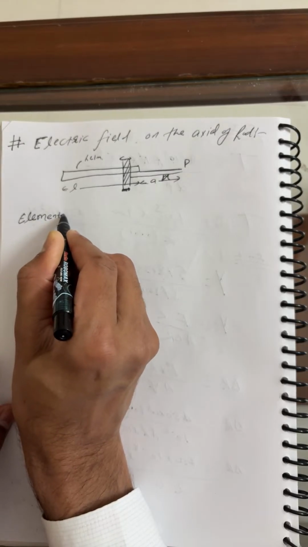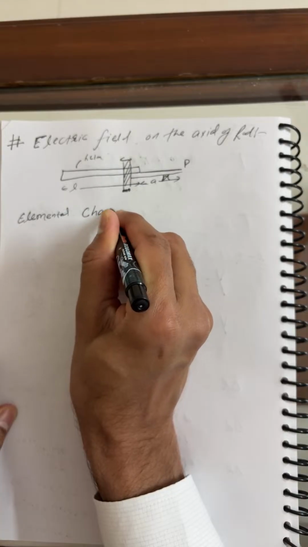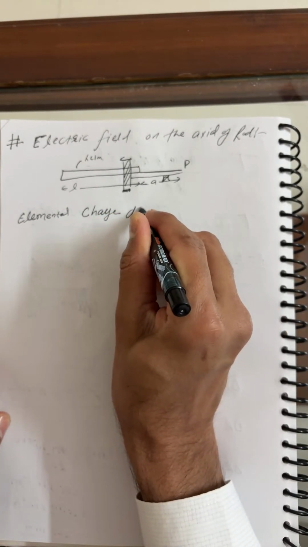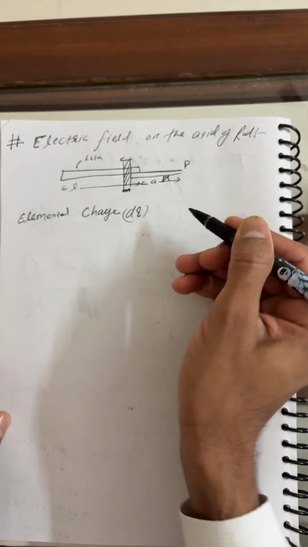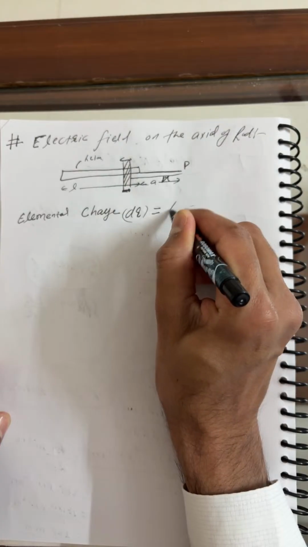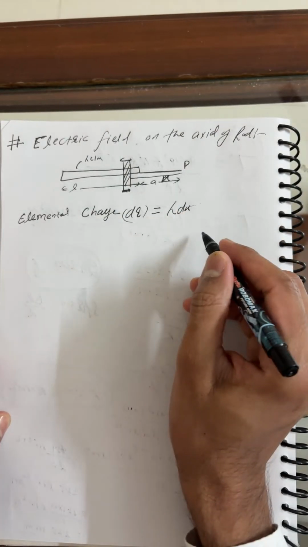This is the elemental charge, dq. So dq is nothing but lambda into dx. Lambda into dx. How? Let me write it once here.